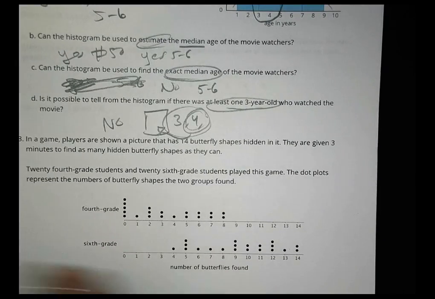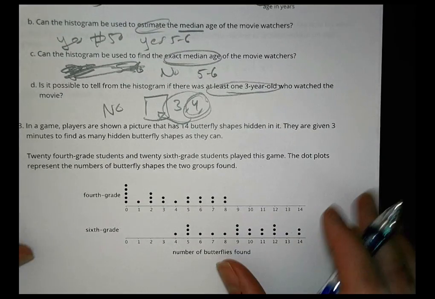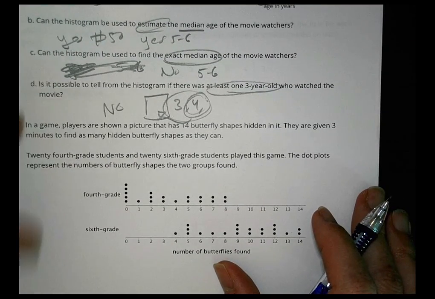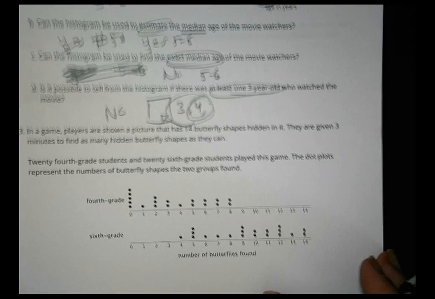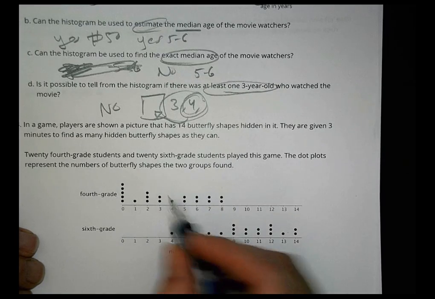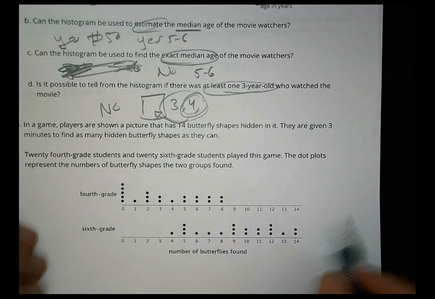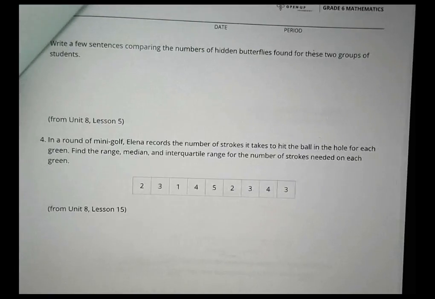And then finally, I think a couple more. In the game, players are shown pictures with 14 butterfly shapes hidden in it. They are given 3 minutes to find as many hidden butterfly shapes as they can. There are 24 4th graders and 24 6th graders, and this is how many shapes they found. So what do we notice about this dot plot? Write a few sentences about what you see happening, the differences between the two groups.